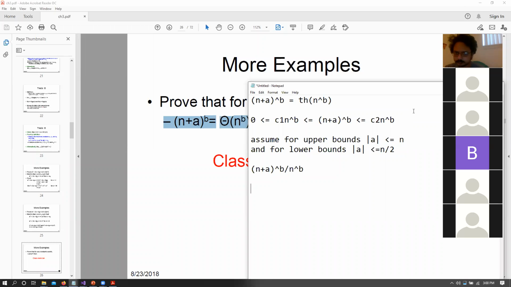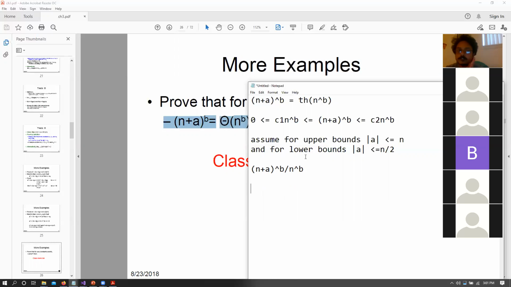So for the upper bound, can we assume then that n plus a tends to n? Yes, but we are just saying that it is less than or equal to n. We are not saying that it is much smaller, because that would be saying that a is much smaller than n. We are not saying that. a could be anything, but it is less than n. That is what we are assuming. Make sense? Okay.